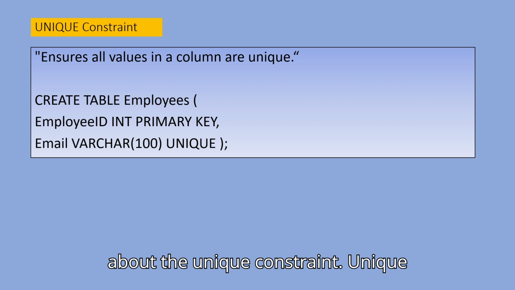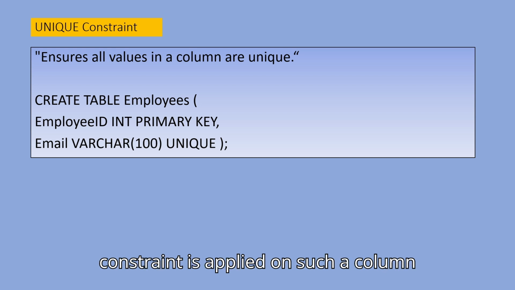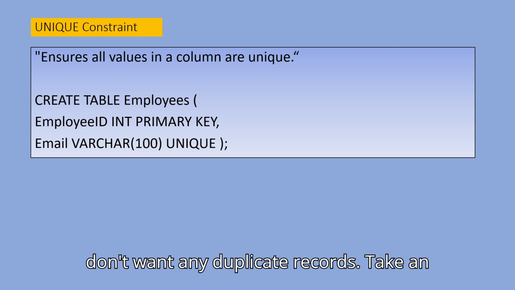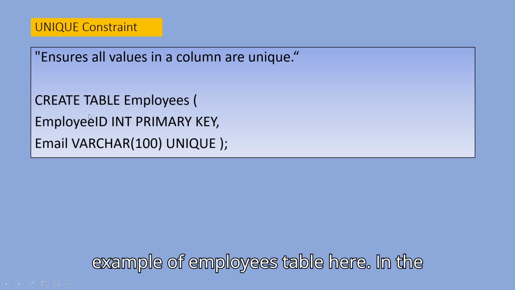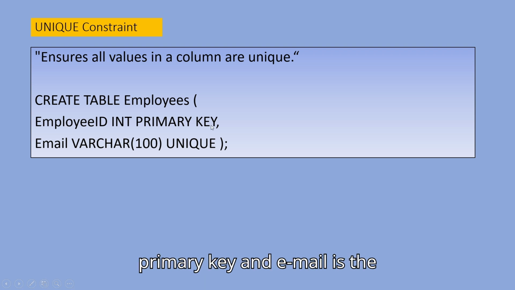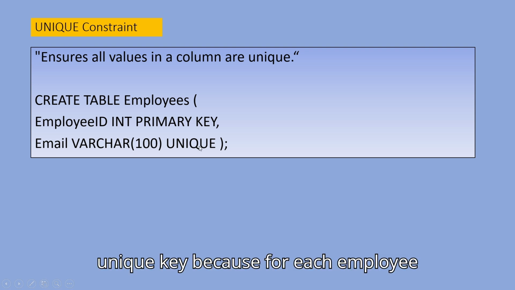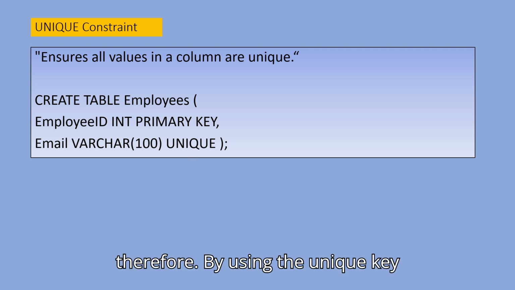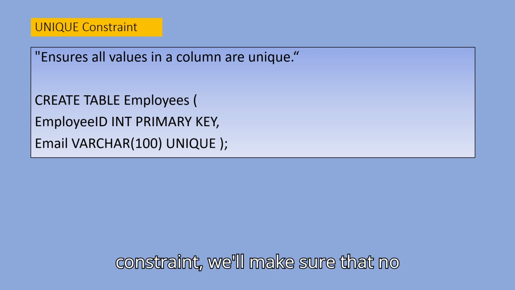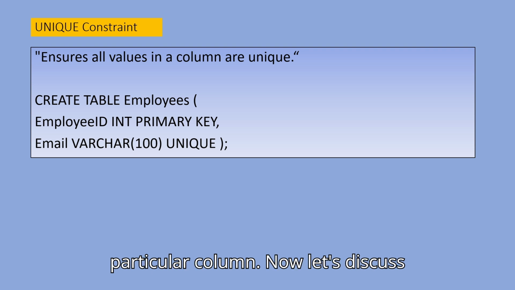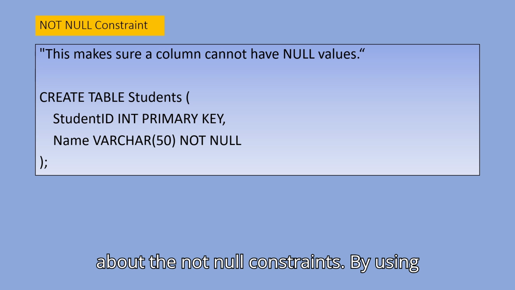Let's discuss the unique constraint. A unique constraint is applied on a column where we want only unique records. We don't want any duplicate records. Take an example of the employees table here. In the employees table, employee ID is the primary key and email is the unique key, because for each employee the email ID should be different. Therefore, by using the unique key constraint, we make sure that no duplicate email IDs are entered in this particular column.